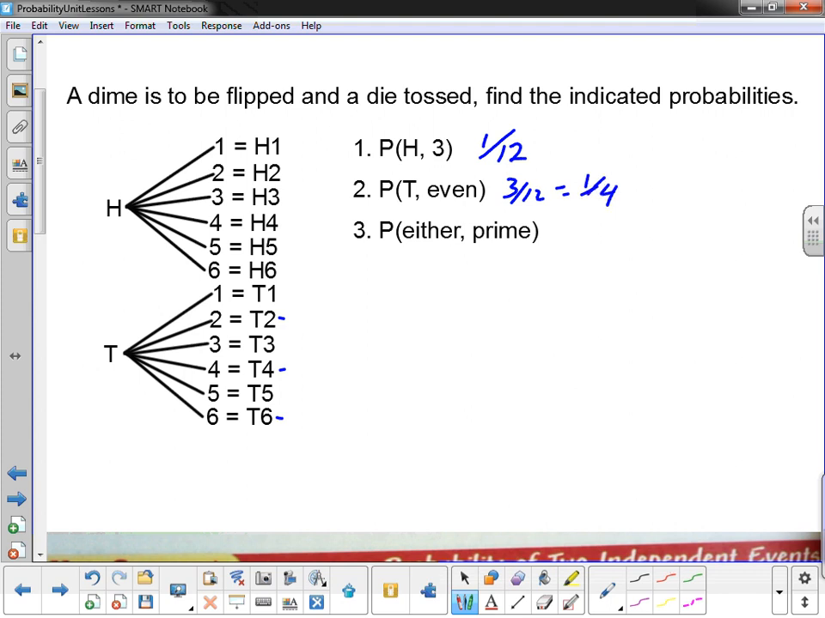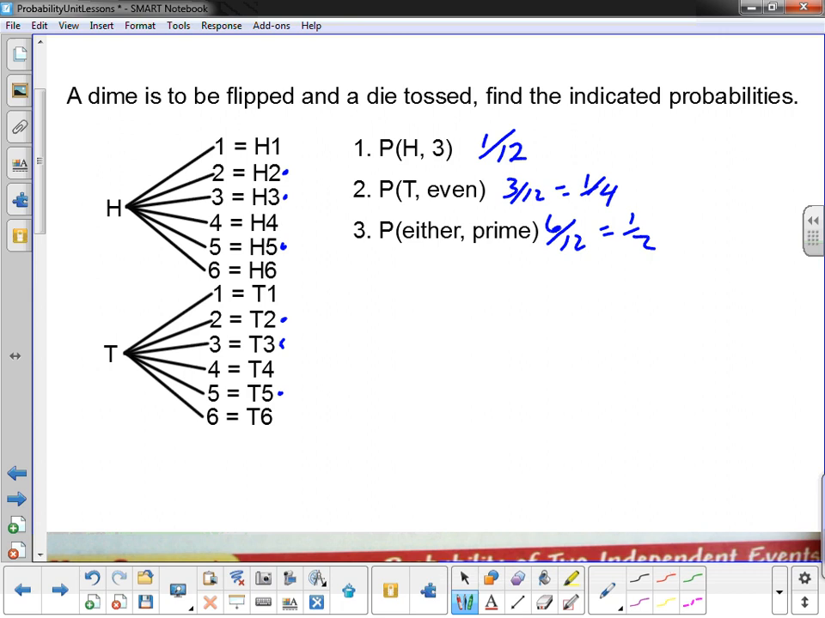Okay, what if I get either a heads or a tail? Doesn't matter, as long as I get a prime number. Well, now I got to figure out what are the prime numbers. The prime numbers are any number that has exactly 2 factors, 1 and itself. So 1's not prime, but 2 is, 3 is, 5 is, 2 is, 3 is, 5 is. I have 6 of the 12 outcomes. I get a 1/2.